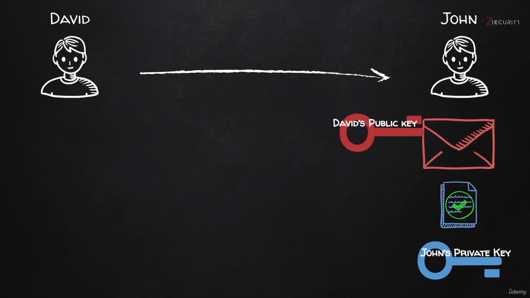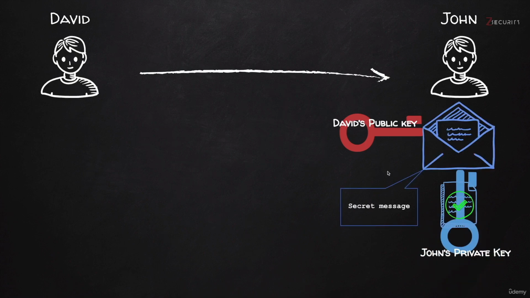The next step is very similar to what happened in the previous lecture. John will use his own private key in order to decrypt the message and read its content, which is just secret message. So as you can see, as a result of this, each party still kept their own private key. Nobody sent their private key to the other party.